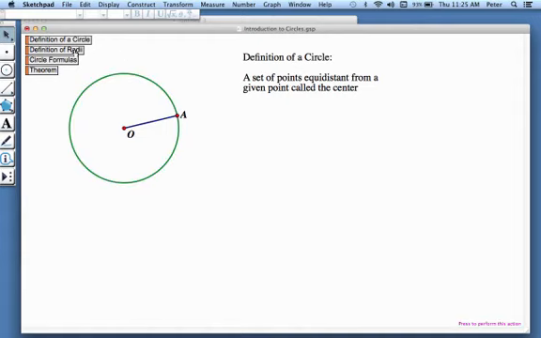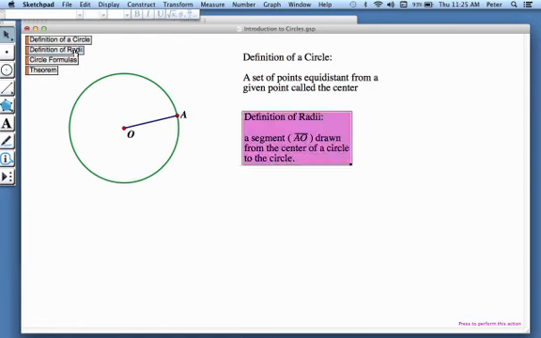All right, OA is an important type of segment called a radius. And a radius is a segment drawn from the center of a circle to the circle. So AO here is drawn from the center, O, out to the circle at A, and we call it a radius. Do you know that radii, which is the plural of radius, is one of the only words in the English language that has a double I? See if you can think of another one. Not Hawaii, though.